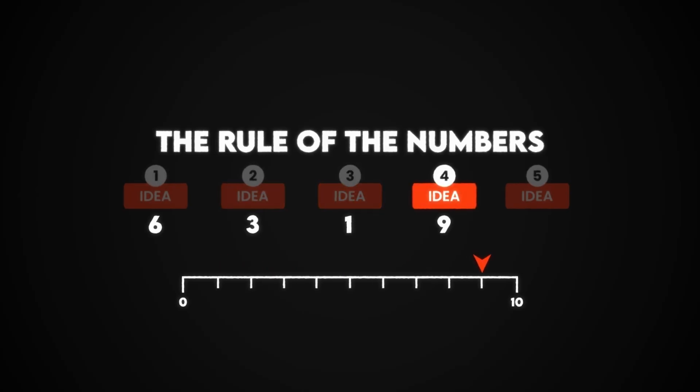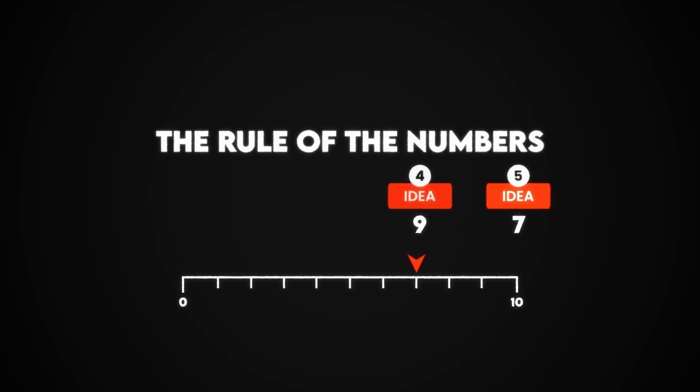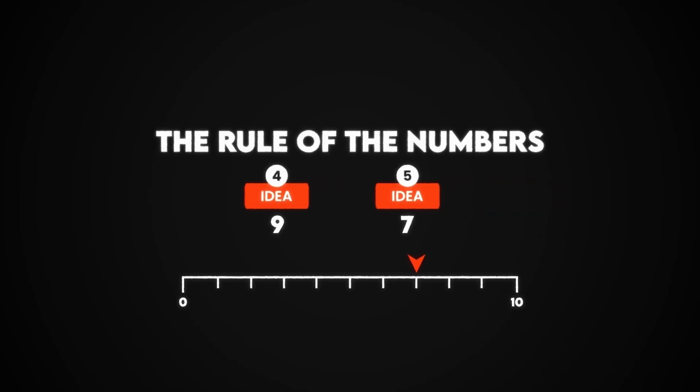Then the fourth one is a 9 because it's very good. And then the fifth one is a 7. So obviously I know that the 1, the 6, and the 3 have to go, and I'm gonna keep the last 2 ideas, which are a 9 and a 7.